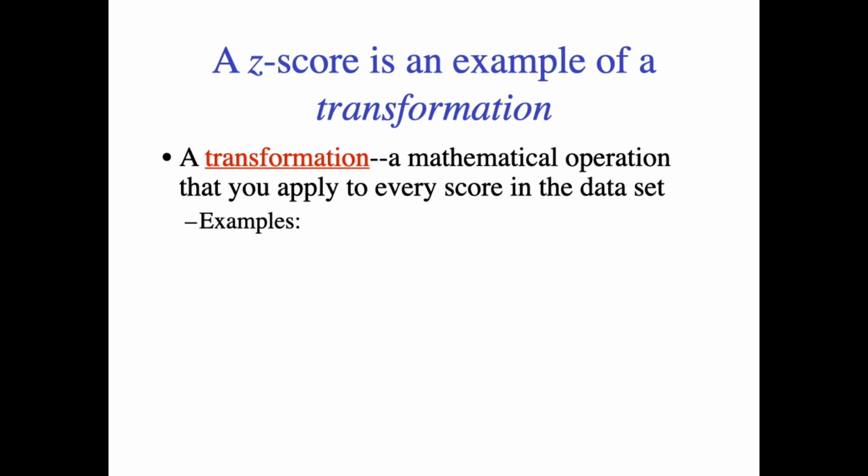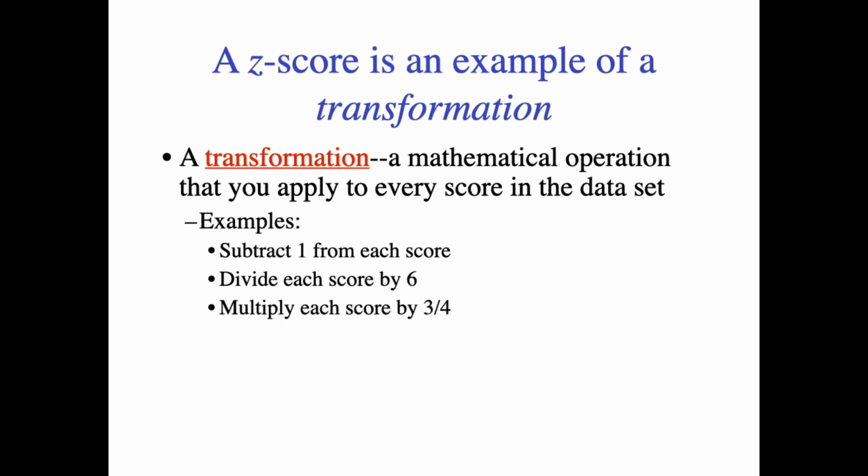Now, some examples are that you could take any data that you have and subtract 1 from each of the scores so that everybody's been reduced by 1 point as a score in the data set. That would be an example of a transformation. Something else you might do, for whatever reason, is you could divide every score by 6, or you can multiply each score by 3/4, and so on.